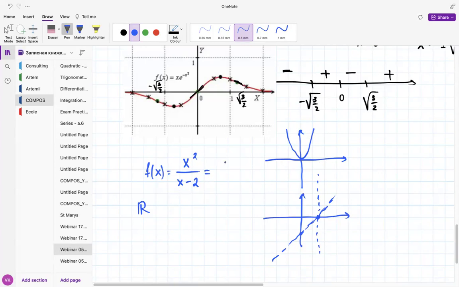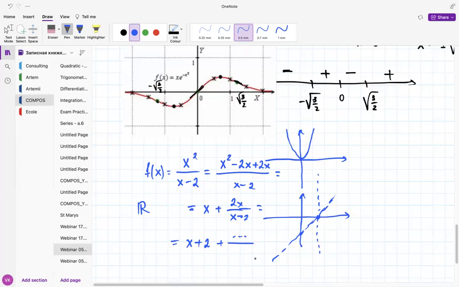We can divide one function by another, as we had it previously. So I would add and subtract, rather subtract and add 2 terms, which will help me to see what's going on here. So that's x plus 2x over x minus 2, or you can just divide one polynomial by another polynomial, it's up to you. So basically it's x plus 2 plus something. So now I would know that this is my slant asymptote, and I will try and squeeze my function inside it.